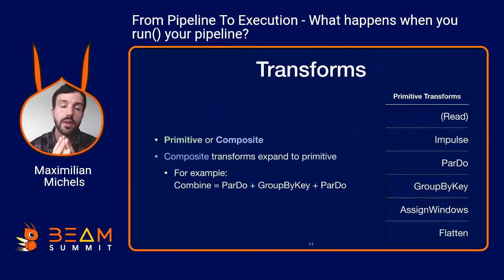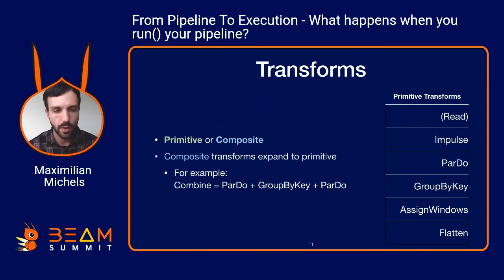What is important to understand when using Beam is that Beam is really composed of just a set of primitive transforms. These are listed here on the right side of the slide. So we have Read, which is now deprecated but can still be used, Impulse, ParDo, GroupByKey, AssignWindows, and Flatten. We don't need to know exactly what these do, but we need to know that these are the primitive transforms, and everything else is built with these. And these are called composite transforms.